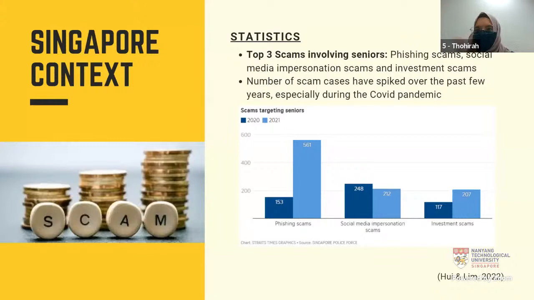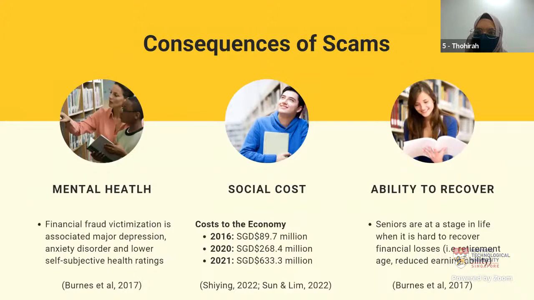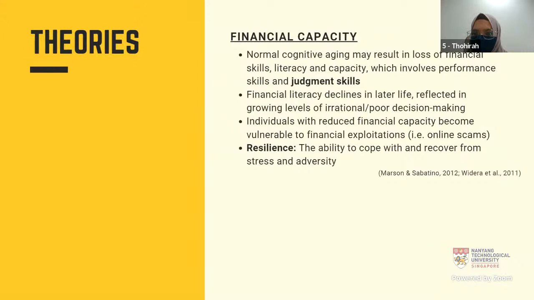Thank you. So I said in the video, the top 3 scams involving seniors are phishing, social media impersonation, and investment scams, which has certainly worsened since the pandemic. Consequences of scams include the effects on mental health, social costs, and ability to recover. The theory that inspired our game was financial capacity, which suggests that normal cognitive aging may result in loss of financial skills and judgment.